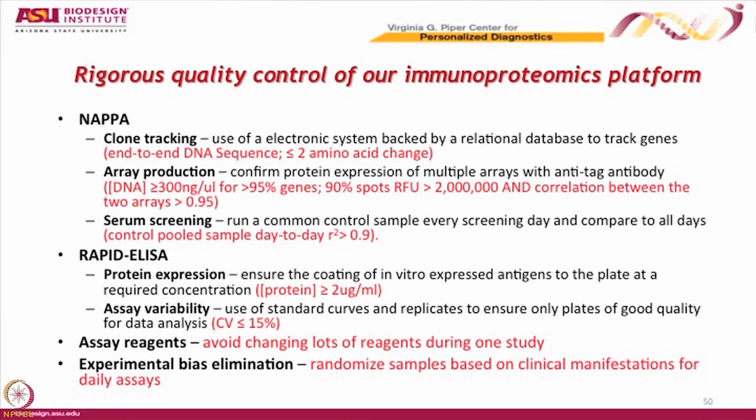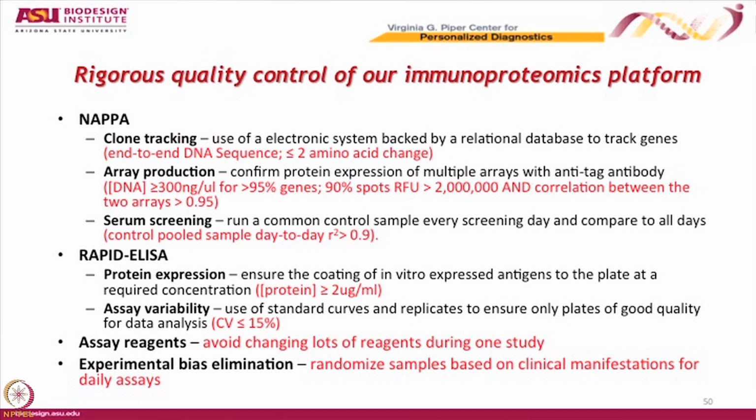I already mentioned to you before that we do clone tracking electronically. We do end-to-end DNA sequencing, so we have to make sure that the gene is correct by sequencing it from one end to the other. I think I mentioned that it has to have fewer than 2 amino acids different, so we will accept up to 1 amino acid substitution before we move on. When we make arrays, we do a number of things.